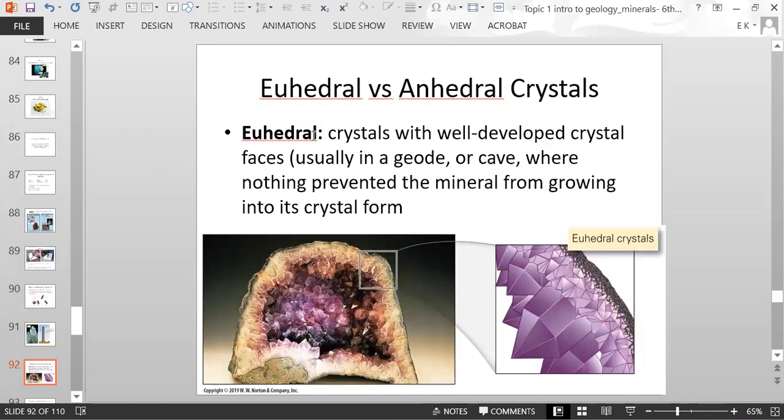That is what we call euhedral. That's when crystals grow with their well-developed crystal faces. That's, again, when there's nothing preventing the mineral from growing into its crystal shape. So inside a geode, which is a rock that's like hollow inside, or in a cave, you're able to get crystals that form into their true shape. So that's euhedral crystals.